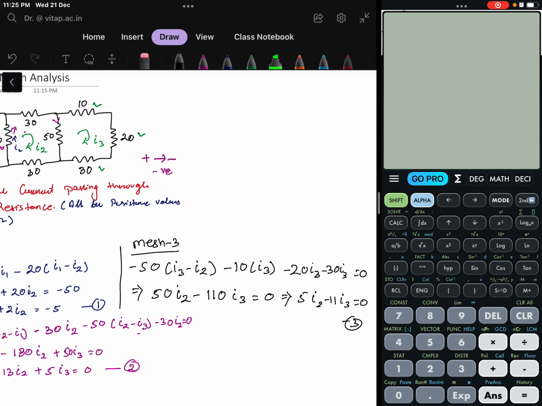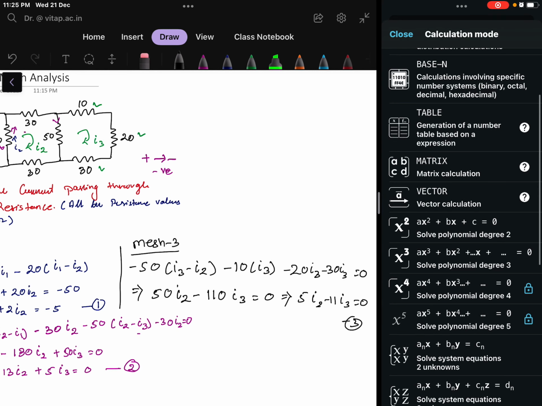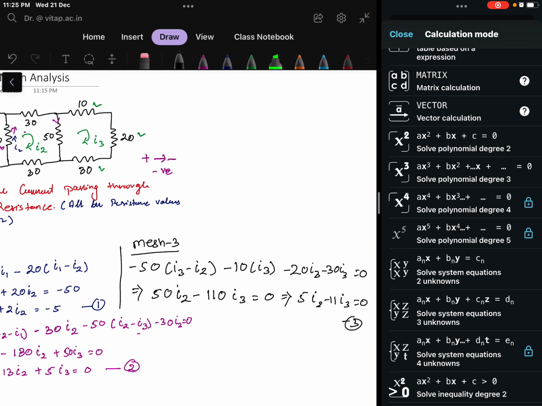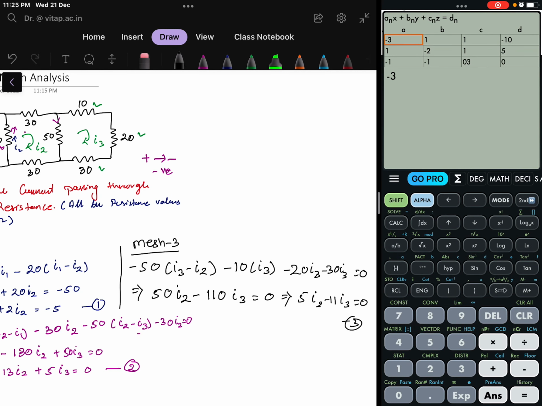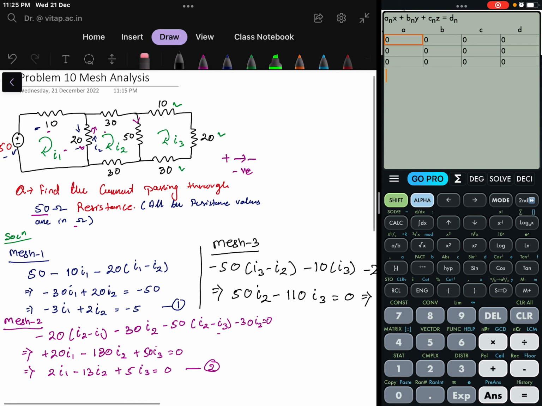So how to solve that in the calculator? We will go to the calculator's equation mode, where 3 unknowns are there. I will select 3 unknowns. Now I will put the values. For equation number 1, the coefficient of I1 is minus 3, so I will write minus 3, the coefficient of I2 is 2, and the coefficient of I3 is 0. And the constant D we need to write, that is minus 5.